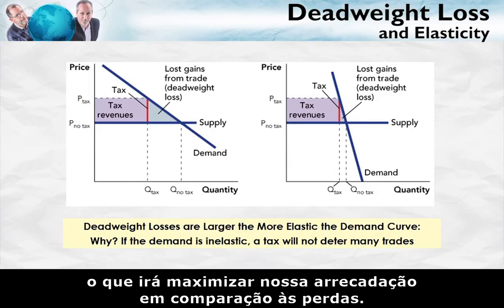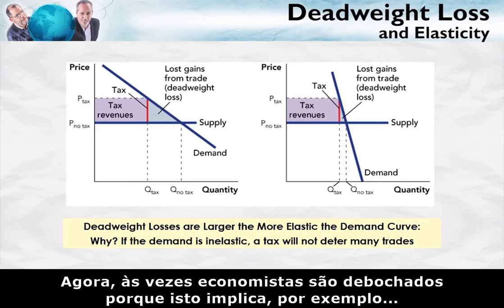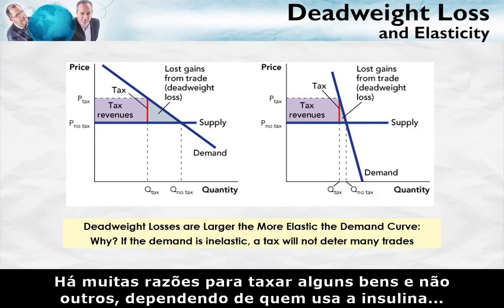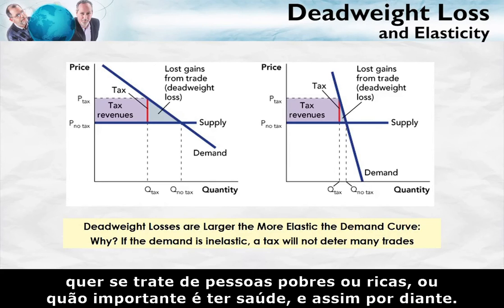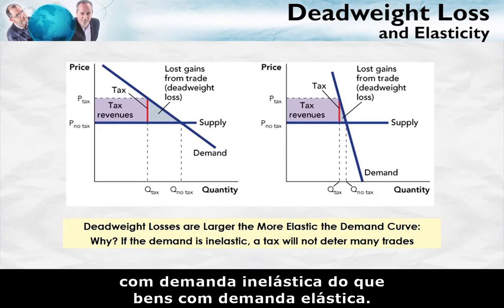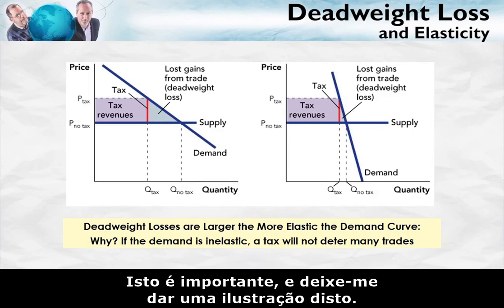Now, sometimes economists are laughed at or derided because this implies, for example, that you ought to tax insulin, a good with a very inelastic demand. Now, there are many reasons for taxing some goods and not other goods, depending upon who uses the insulin, whether it's poor people or rich people, or how important health is and so forth. Nevertheless, as a general rule, it is better to tax goods with an inelastic demand than goods with an elastic demand. That's important, and let me give you an illustration of that.